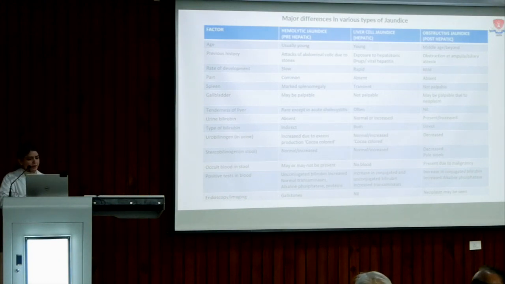Urine bilirubin is absent in pre-hepatic, normal or increased in hepatic, and present or increased in obstructive jaundice. The type of bilirubin is indirect or unconjugated in hemolytic jaundice. It is both in liver cell and obstructive jaundice. Urobilinogen is present in the urine, leading to cocoa-colored urine in hemolytic jaundice and hepatic jaundice. Stercobilinogen is normal in hemolytic jaundice and hepatic jaundice as well, whereas it is decreased, leading to pale stools in obstructive jaundice.